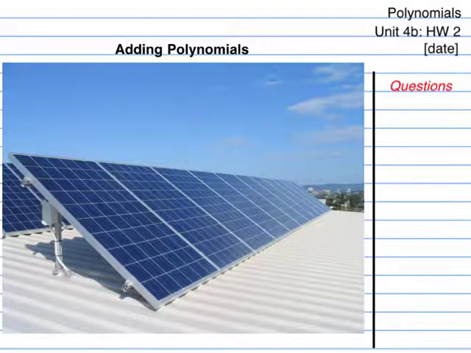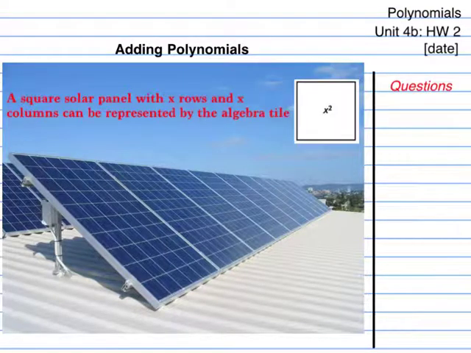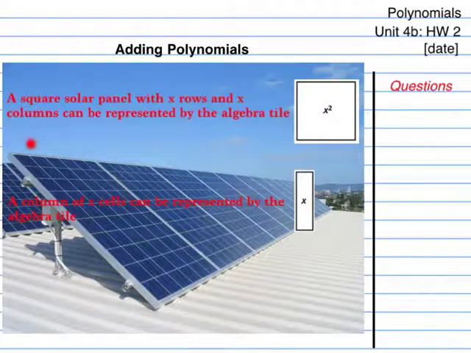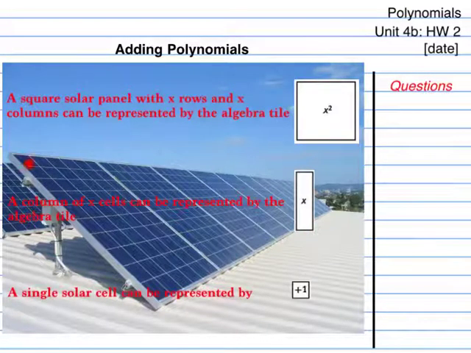So I'm going to use solar panels to help me explain the idea of adding polynomials. We can think of a square solar panel with x rows and x columns, and we can represent that by an x squared algebra tile. Now, just a column of cells can be represented with the x algebra tile. And then, of course, one single cell of your solar panel will be represented by +1. Go ahead and take a moment. You don't have to copy the picture of the solar panel, but make sure you get these representations before continuing on.